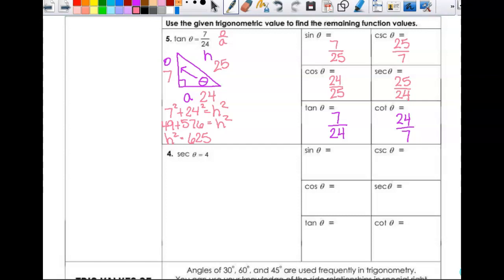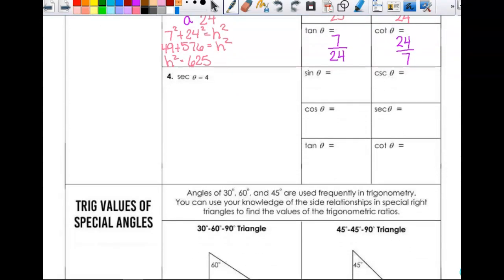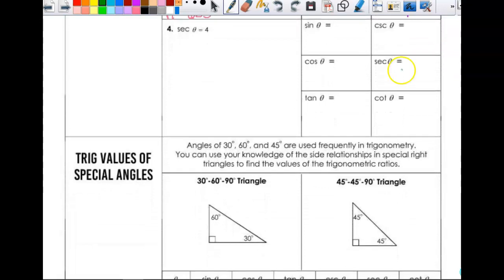Do we agree with all that? We good? Awesome. All right, so now we have secant of theta, which is 4. So this is 4. Then what's the cosine? 1/4, because it's the reciprocal.